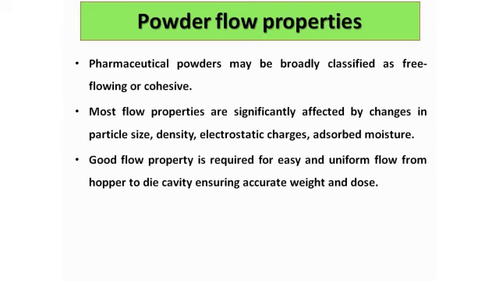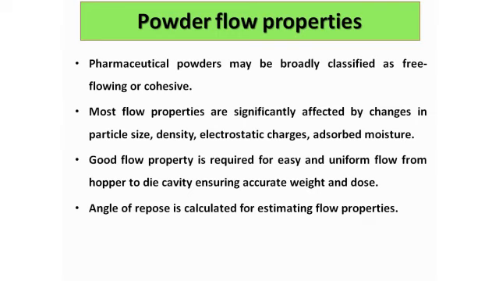So a good flow property is always desirable for any pharmaceutical unit operation, because if the powder has a good flow property, then it can easily flow from the hopper to the die, and it ensures accurate dosing of the pharmaceutical dosage form, for example the tablet, right? Moreover, there is one more term, that is the angle of repose. The angle of repose is calculated for estimating the flow properties of the powder. We are going to deal with the angle of repose in the upcoming slides, but right now you just need to know the definition.